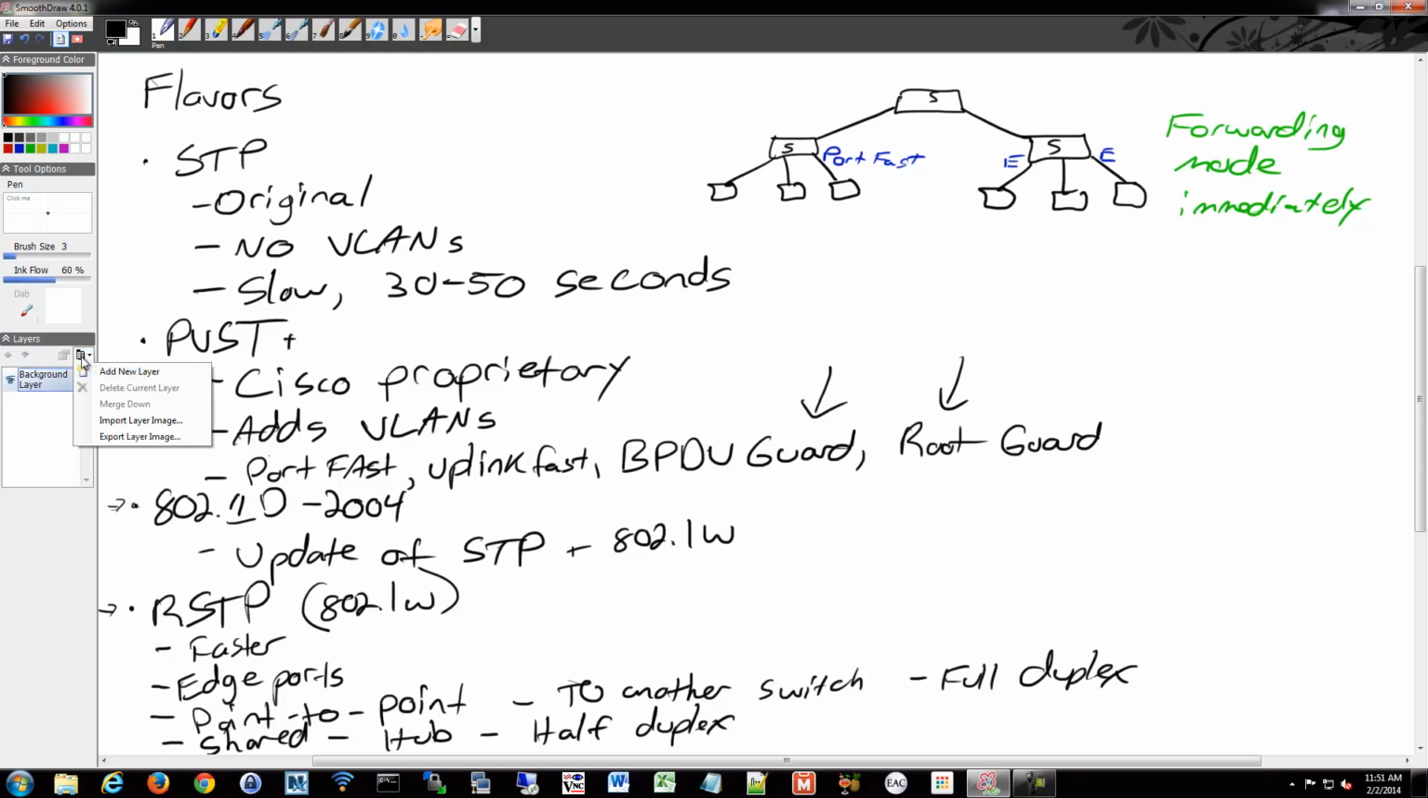So let's blank this out. Well, we'll just erase. Should have made a new layer.